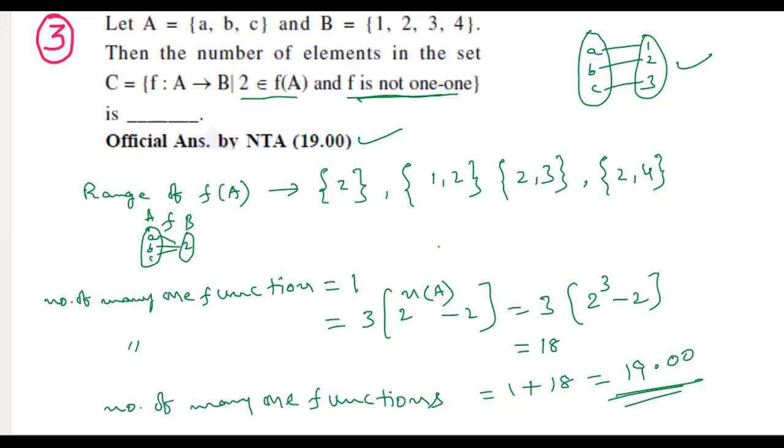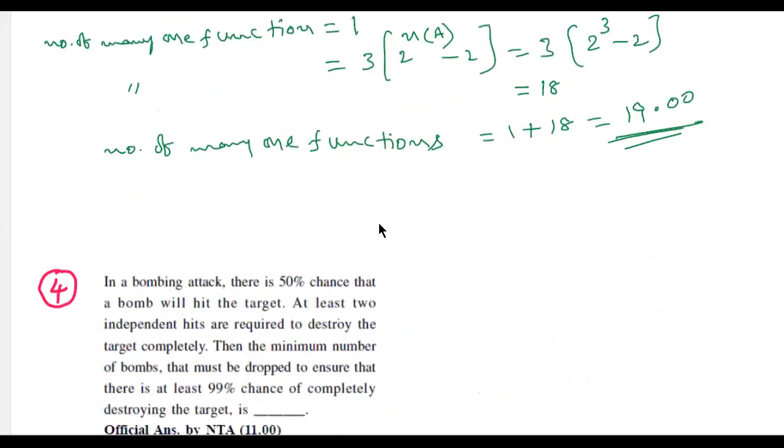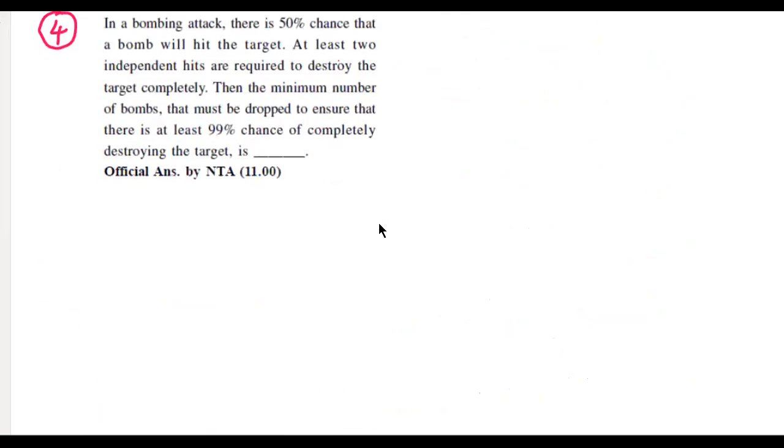Students, here observe that f is not one-one. Not one-one means it is many-one. Many-one means we have to take onto also. Now see the next question.